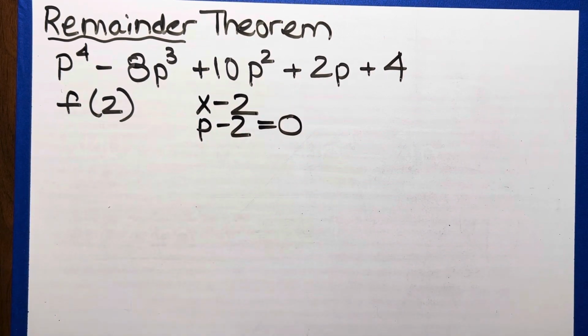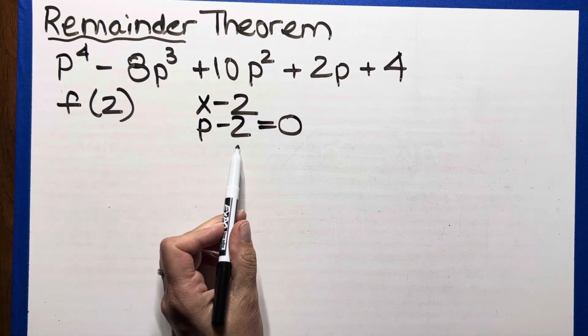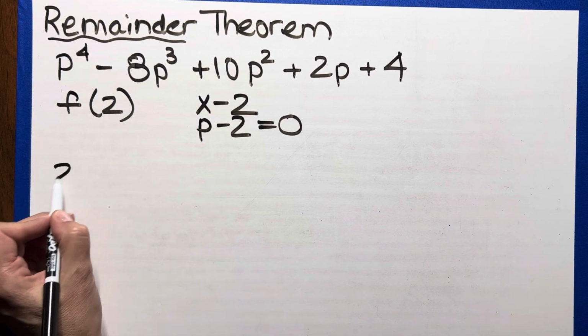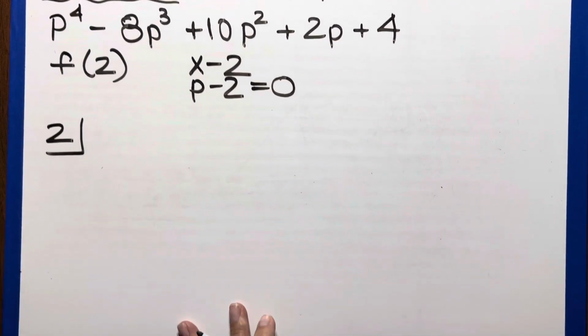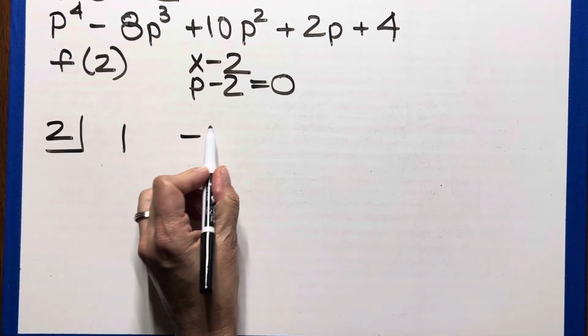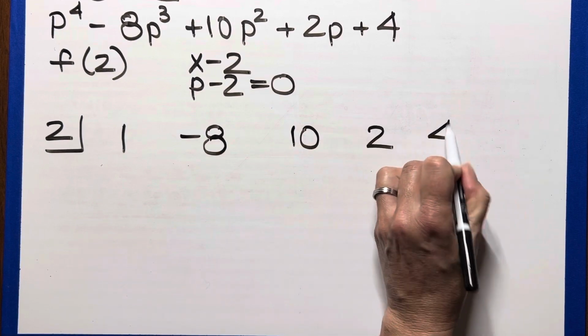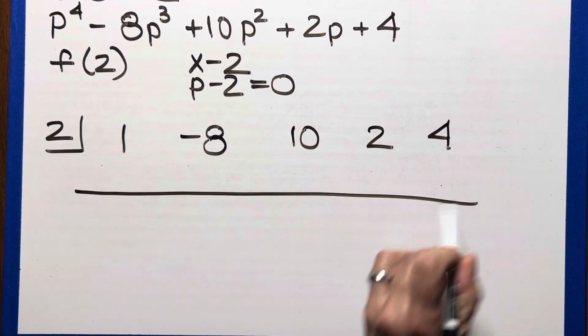If p minus 2 equals 0, that means that this would be a factor. So what I'm going to do is turn it into this value for x, and I'm going to use synthetic division. So let's copy down all of our coefficients, and let's start our synthetic division.